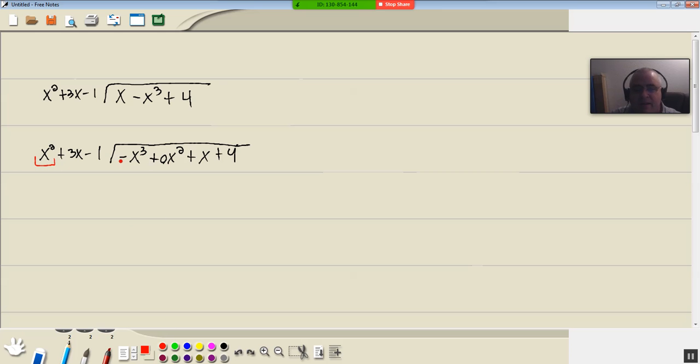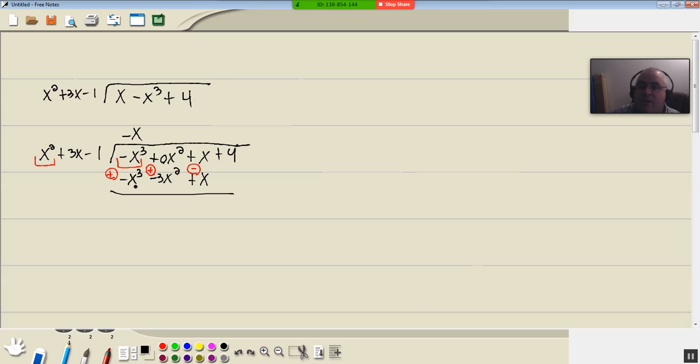We then go through the same process. You ask yourself what times x squared gives you negative x to the third, and that's negative x. Now whatever you put up on top, you multiply by what's in front. Negative x times x squared is negative x to the third. Negative x times 3x is negative 3x squared. Negative x times negative 1 gives us a positive x. Now we want to subtract that line, which means flip signs. So this negative x to the third becomes positive, this negative 3x squared becomes positive, this x becomes negative.